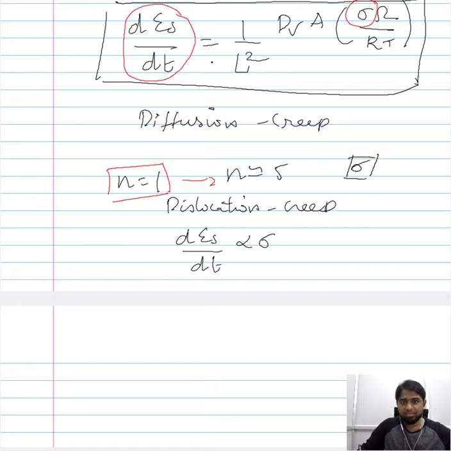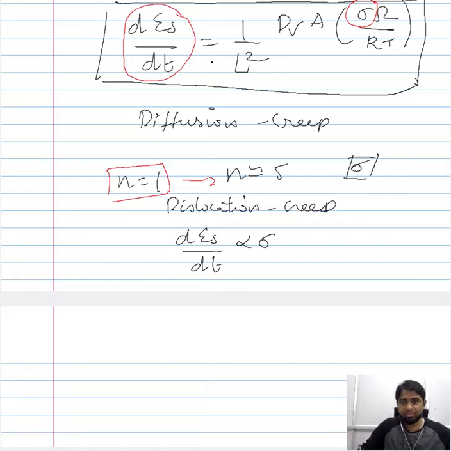Harper-Dorn creep is a form of dislocation creep characterized by n equal to 1. This has a resemblance to the diffusion creep. So a specific form of dislocation creep referred to as the Harper-Dorn creep, spelled D, O, R, N. It has its resemblance to that of the diffusion creep expression that we have arrived at here.